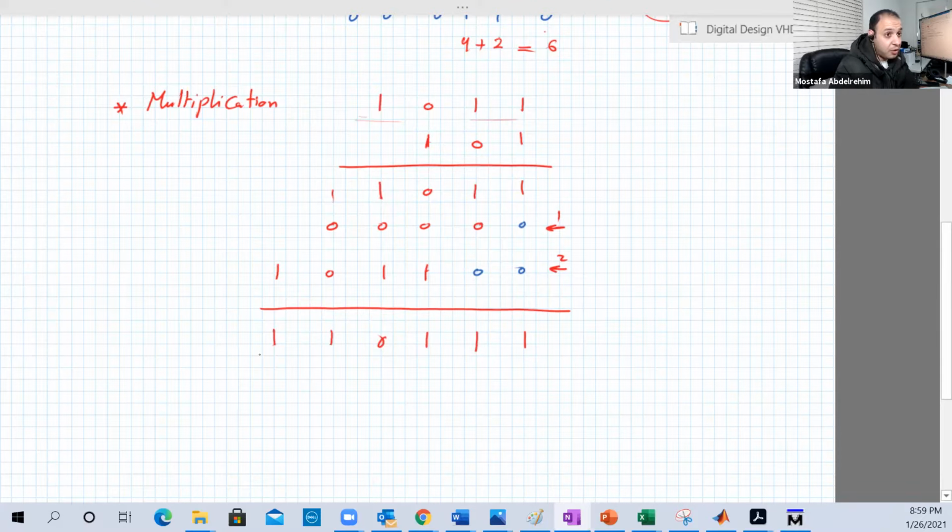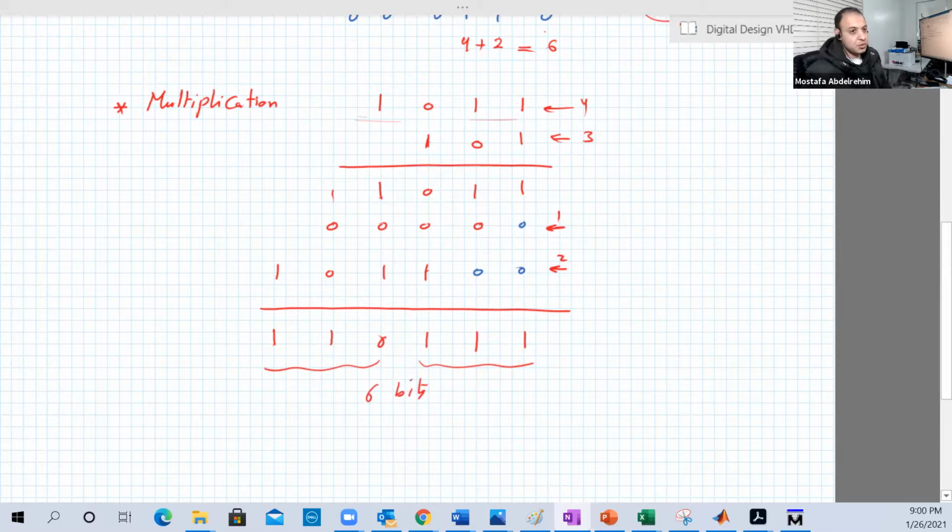One comment here is that we have 4 bits here, and 3 bits here. In the output, we have 6 bits. Usually you may double the number of bits. So addition may end up with n plus 1 bits. Subtraction will have either n or n plus 1, according to the technique that you use for subtraction. And here you may have 2n. You may double the number of bits.